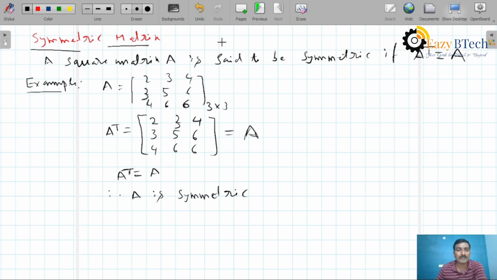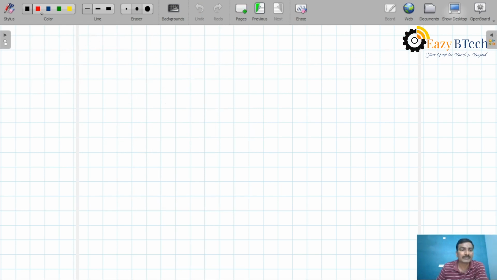Now come to the next one, skew symmetric matrix. What is a skew symmetric matrix? What is the difference between symmetric and skew symmetric? Symmetric means A transpose equals A. Skew symmetric means A transpose equals minus A. That means additive inverse. So see the definition first.